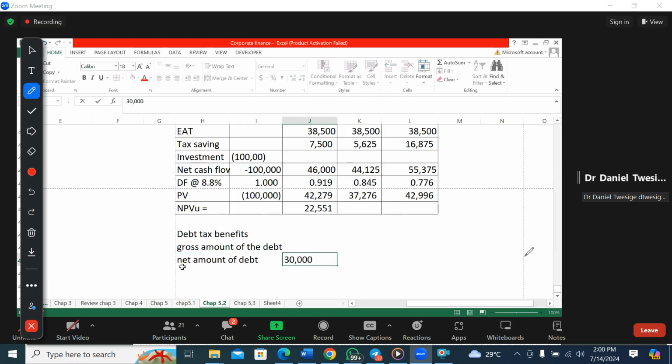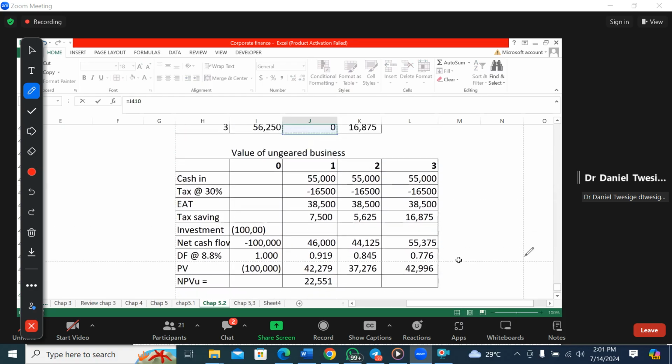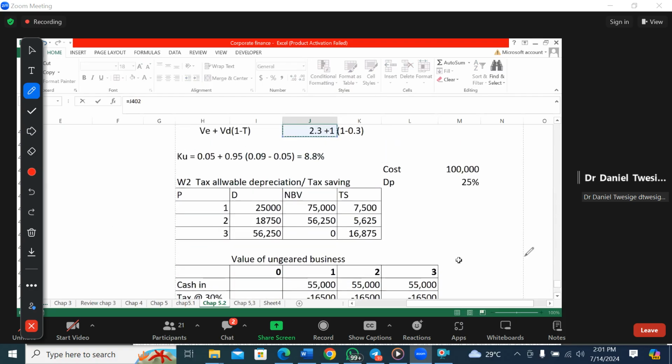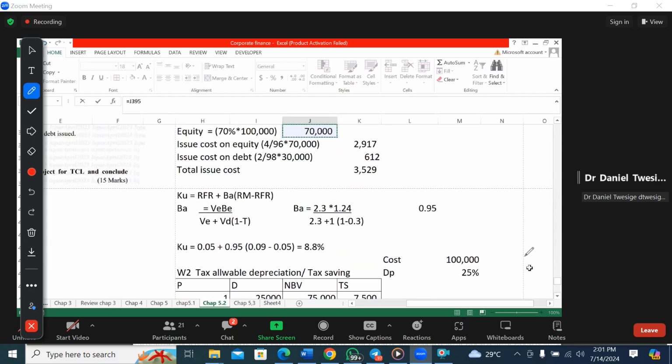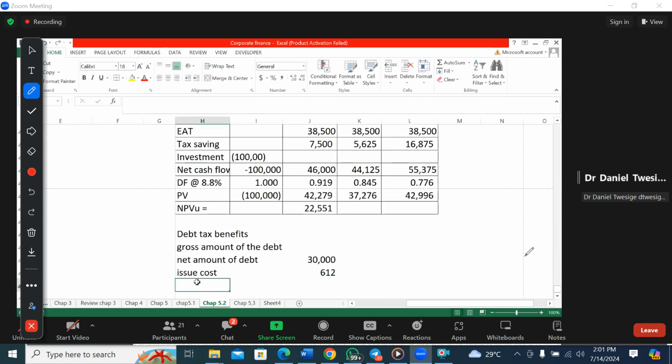Then we have an issue cost, which is how much? An issue cost of the debt, which is this one. So our gross is this. That's the gross amount of the debt. Are you there?